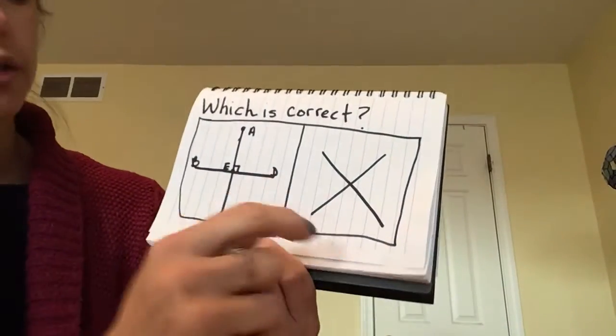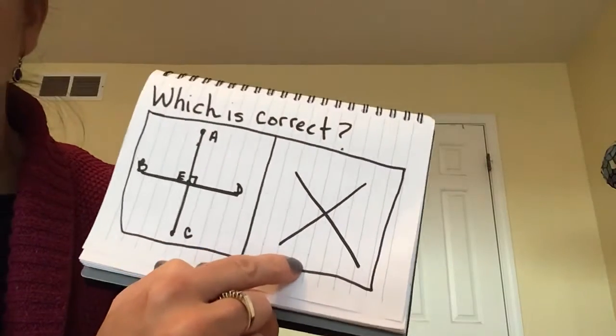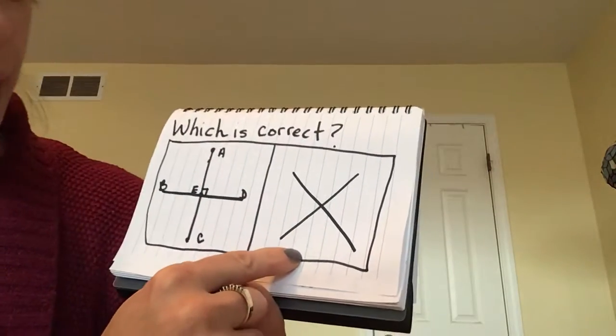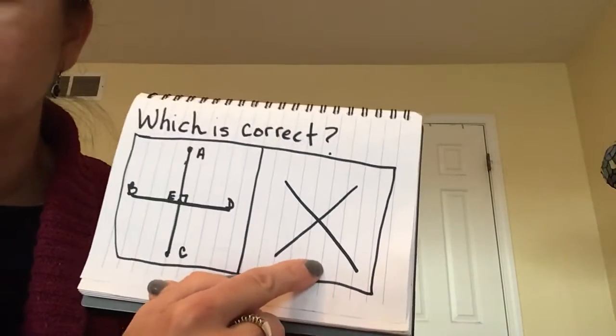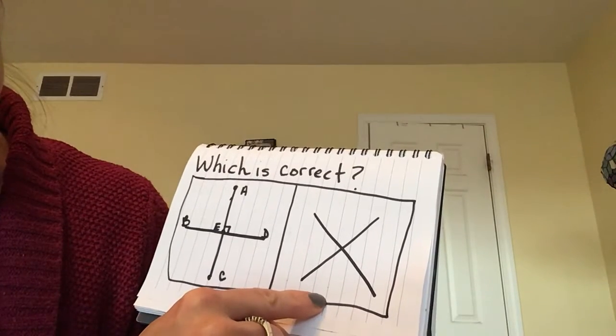Let's take a look at our next one. It looks like the letter X, or X marks the spot. So what do you guys think? Does this one form right angles?